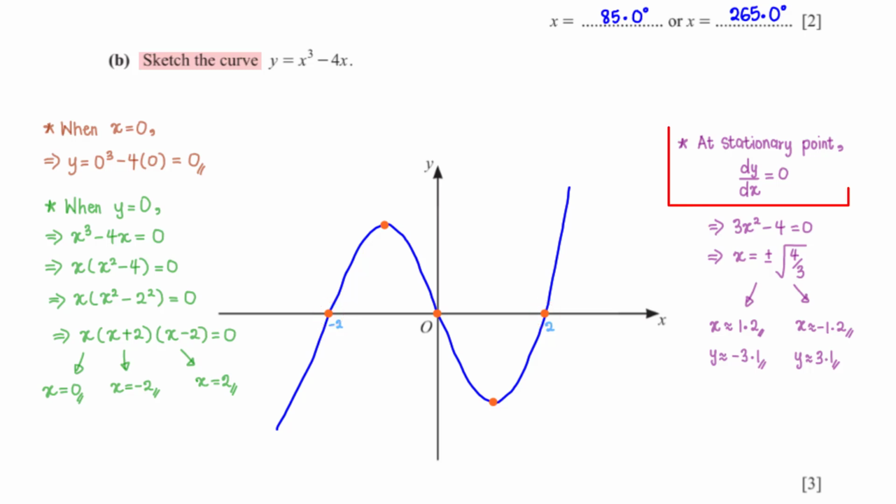From here, we can find the stationary points of the curve by equating dy dx to 0. When we do this, we see that the coordinates of the stationary points are roughly 1.2, negative 3.1, and negative 1.2, 3.1. After plotting these points, we draw a smooth line passing through all the points.